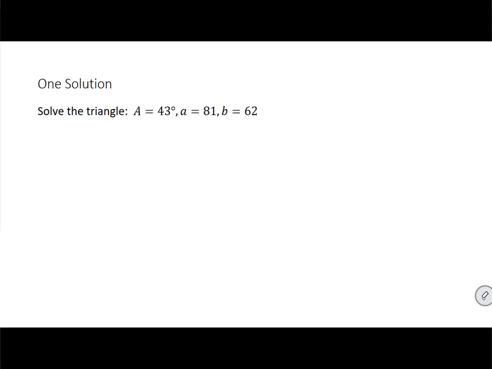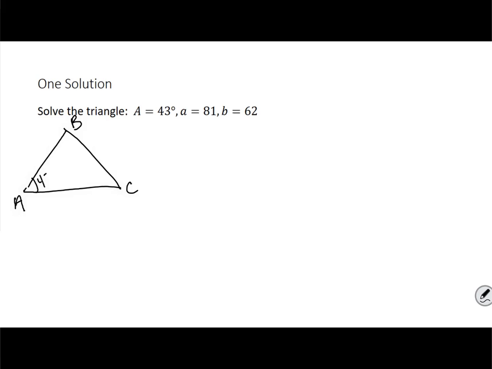This first example is a triangle with one solution. I want to solve the triangle with angle A being 43 degrees, side a being 81, and side b being 62. First off, we can draw a picture just to orient our brains a bit. I'll give it away: there's only one solution, so I'm just going to draw one triangle.